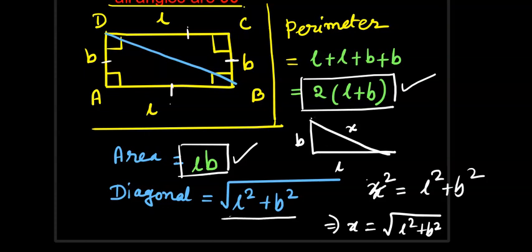So here you see this is the rectangle and this is the diagonal, we call it X. Now apply the Pythagoras theorem in this right angle triangle. So hypotenuse square, that is X square, is equal to L square plus B square by Pythagoras theorem. So X is equal to root over of L square plus B square.